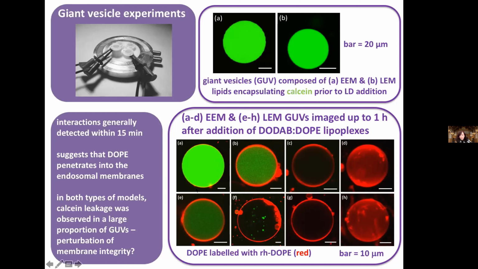But interestingly, what we also see is that the calcein looks like it's coming out of the actual vesicles, certainly it's becoming less intense over time. So that suggests to us that the DOPE is altering the integrity of the membrane, which again is perhaps not too surprising because this has been proposed before.